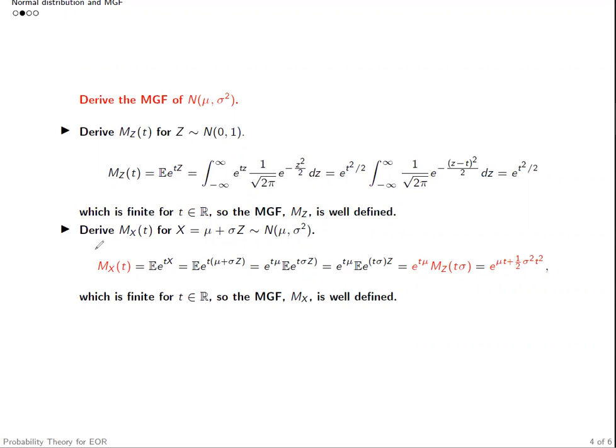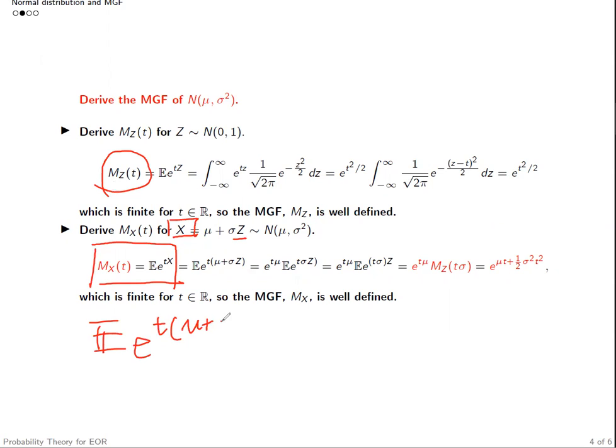Then it's easy to calculate the moment generating function of x based on the moment generating function of z, which we have already derived in the first step. The moment generating function of x is the expectation of e to the power t x, where x is equal to mu plus sigma z.